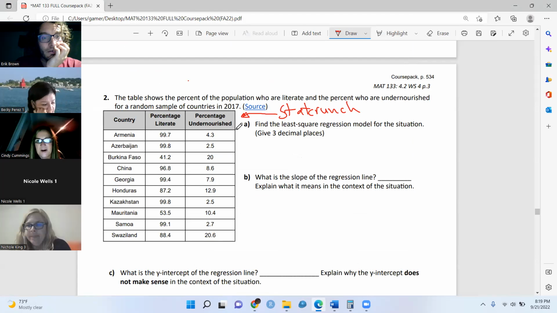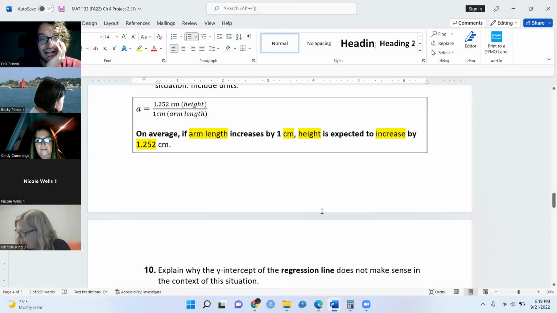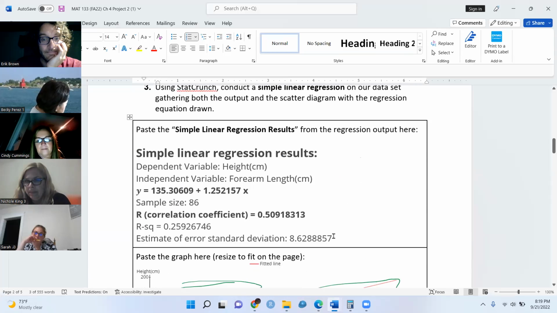Patty, I'll see you tomorrow. Kayla, for page 3 on 4.2, you got to enter this data into StatCrunch. This is essentially the project. You're doing this in StatCrunch, and you're generating this from StatCrunch. So that's the simple linear regression stuff.